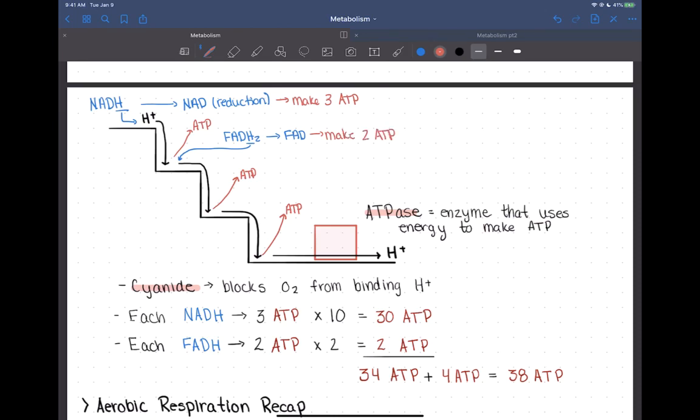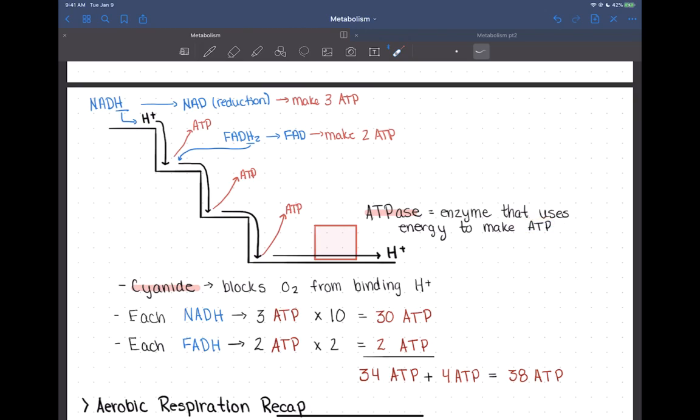All right, so let's talk about the last step of this electron transport chain. These hydrogens are passed down the waterfall. Each time it goes, it generates enough energy to make 1 ATP. Now we need an enzyme that is going to use that energy we're generating to actually make the ATP. That enzyme is called ATPase. You absolutely need to know the name of that enzyme. So an ATPase takes the energy from the electron transport chain and makes ATP.